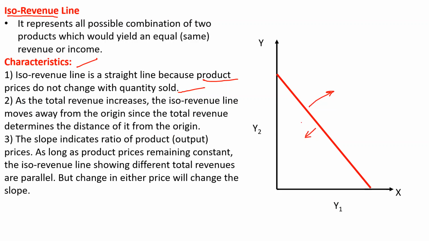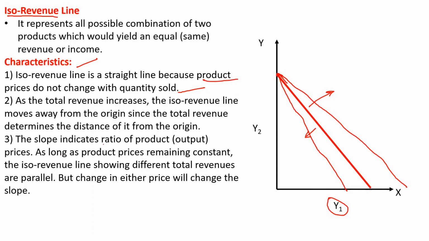But if the price of only one product is changing, then in that case the slope of the ISO revenue curve will change. Now suppose the price of y1 has increased, so total revenue generated from y1 will increase, so the ISO revenue line will shift outward, and if price decreases the ISO revenue line will shift inward. So when price of any one product changes, the slope of ISO revenue line changes, whereas when total revenue itself increases, there is a parallel shift in ISO revenue line.